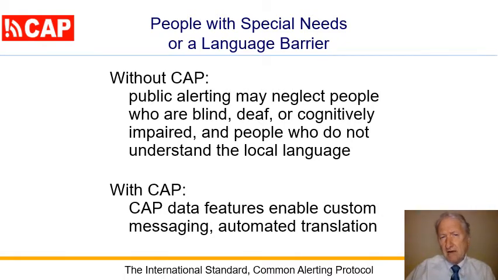Now, many people in harm's way are underserved with current public alerting because they are blind or deaf, cognitively impaired, or they don't understand the language used in the alert. They can be better served by exploiting the data in the CAP alert as well as leveraging automated translation.